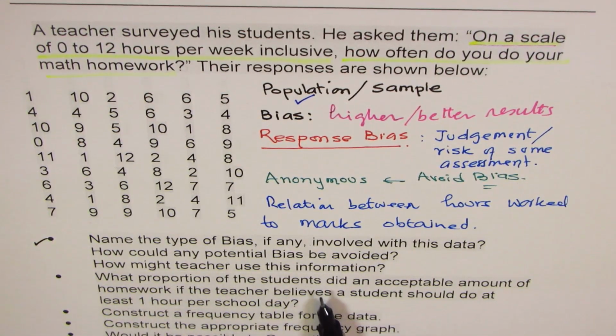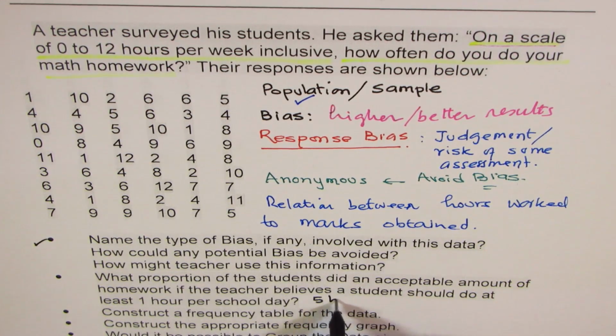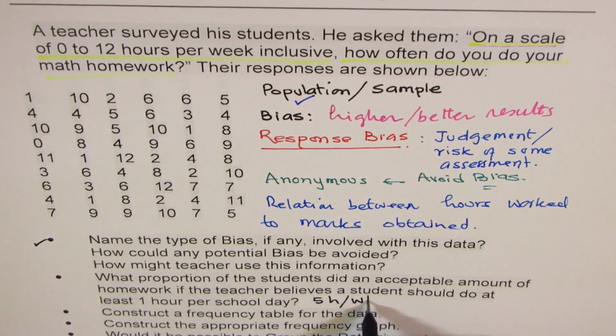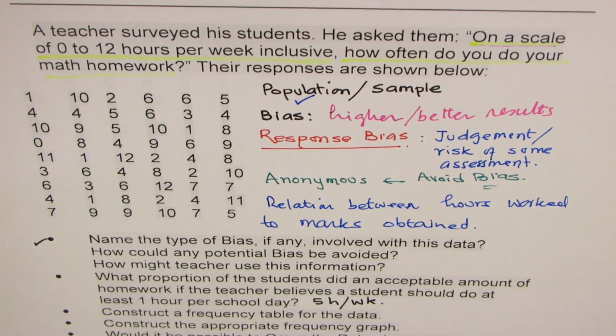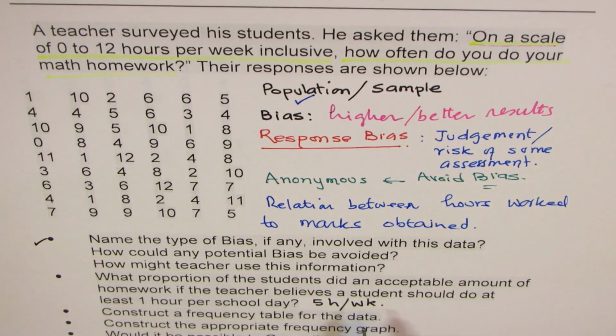what proportion of students did an acceptable amount of homework if the teacher believes a student should do at least 1 hour per day? The data given to us is per week, so 1 hour per day means 5 hours per week, correct? So what we have to do here is figure out of these hours, how many are 5 or more, correct? So if you count that, how many are 5 or more, you can answer this question.